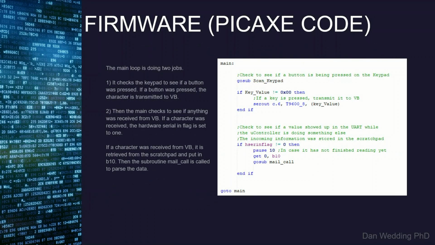The main loop is doing 2 jobs. It checks the keypad to see if a button was pressed. If a button was pressed, the character is transmitted to VB. Then, the main checks to see if anything was received from VB. If a character was received, the hardware serial in flag is set to 1. If a character was received from VB, it is retrieved from the scratch pad and put in B10. Then, the subroutine mail call is called to parse the data.